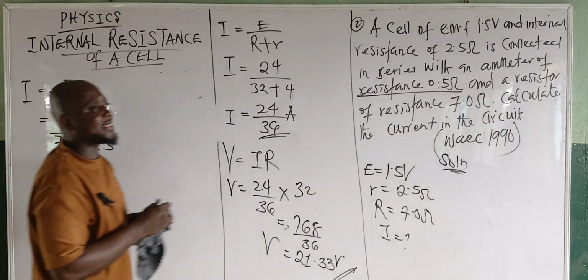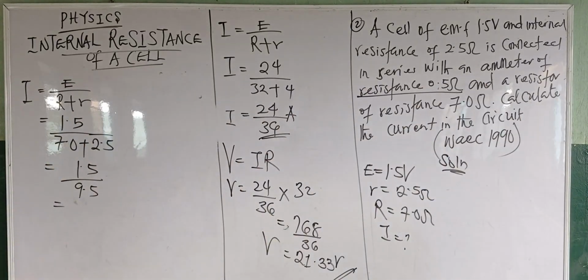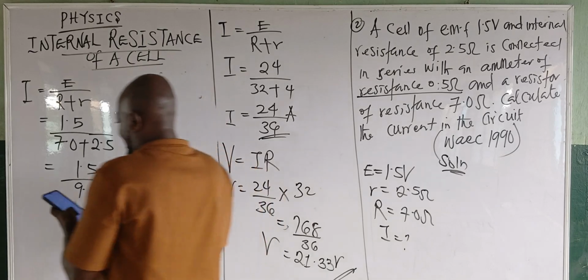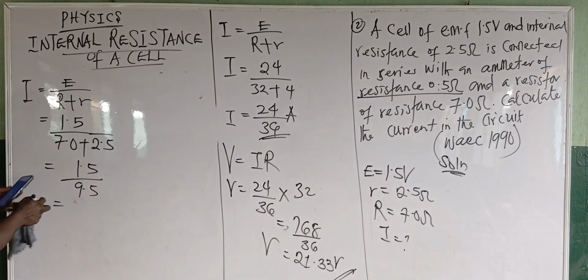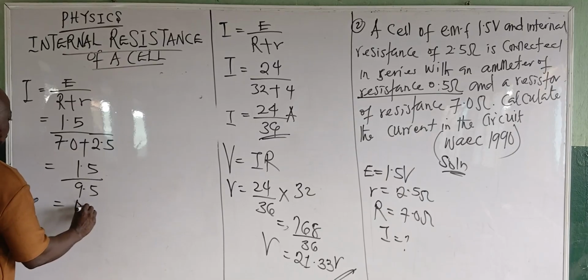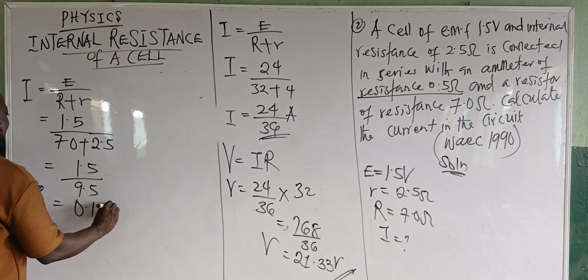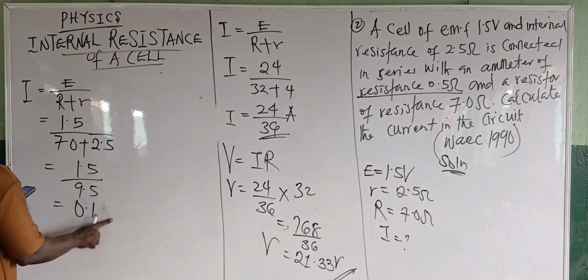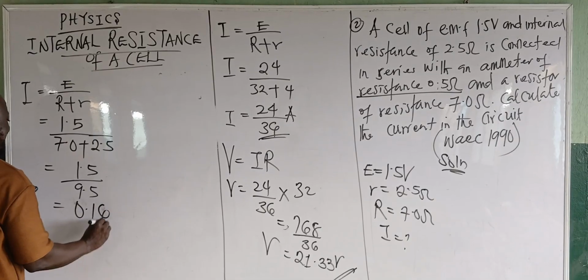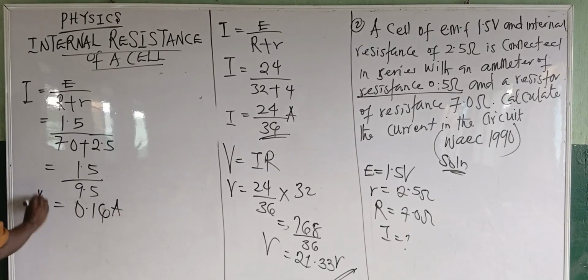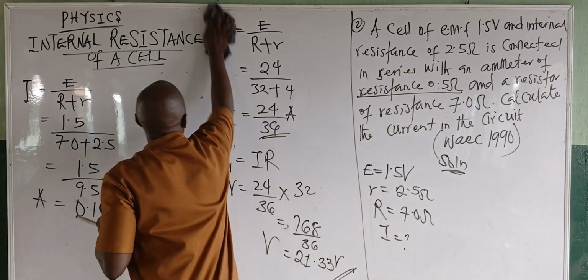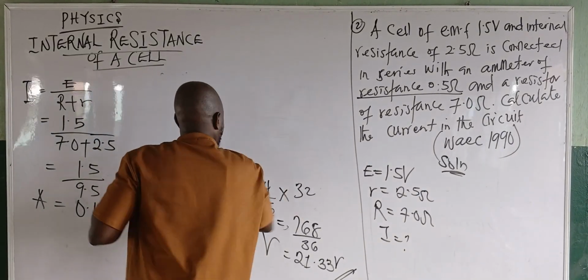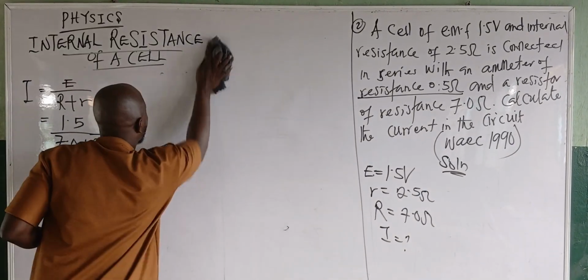So if you do the math going further, you will realize that our final answer here becomes 0.15. Let's put 0.16 ampere here. So this is it. This is how this is worked. This is how this is solved and sorted out.